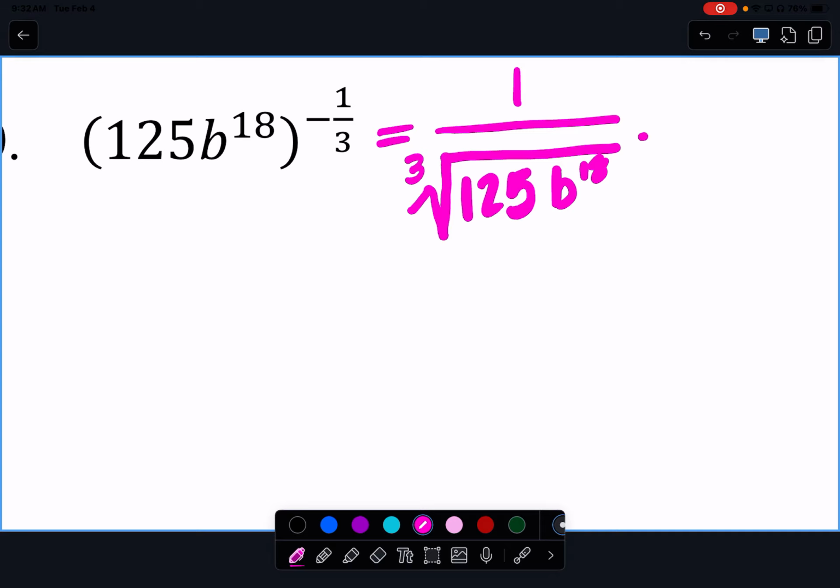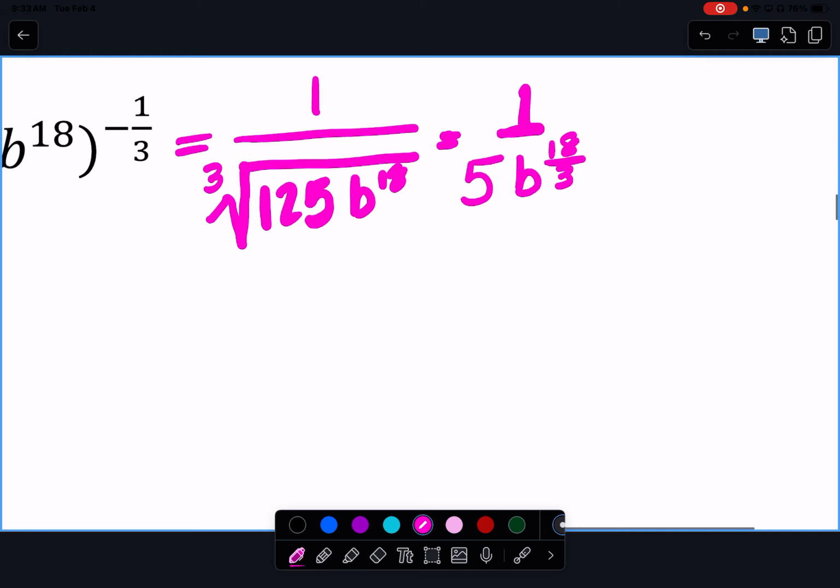I went ahead and did all the things. What is the cube root of 125? 5. Rewriting that, it's the same thing as b to the 18 divided by 3. What is 18 divided by 3? 6. So it's 1 over 5b to the 6th. This looks like a lot, but it's not that bad. It's just that we panic when things look like a lot.